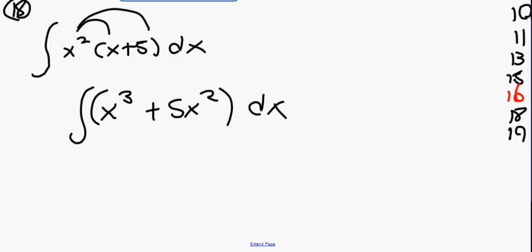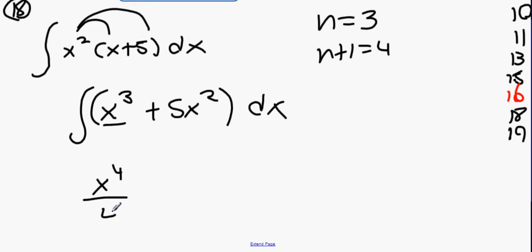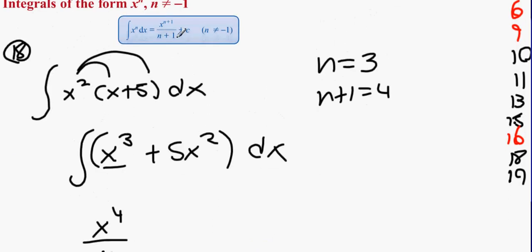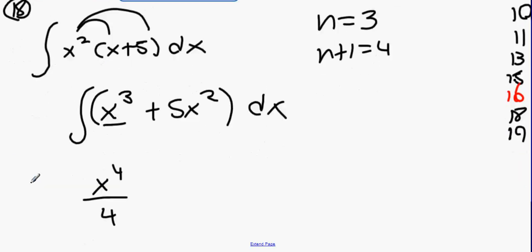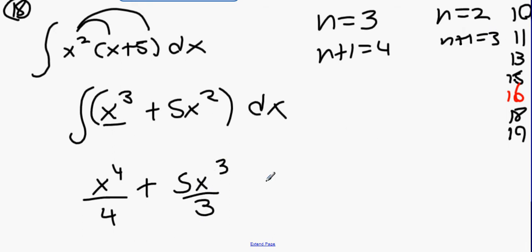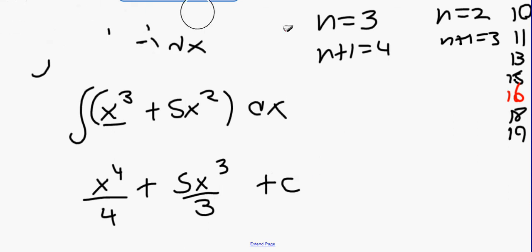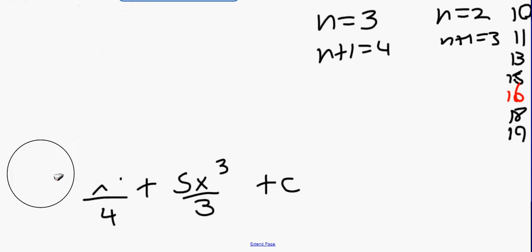So when you integrate the first one, n equals 3, n plus 1 equals 4. So it's going to be x to the 4 divided by 4. Remember, x to n plus 1 over n plus 1. And then this one here is going to be 5 times. Now in this case, n equals 2, n plus 1 equals 3. So it's going to be 5x cubed over 3 plus c. Very easy question. Okay, and then we'll go towards number 19.